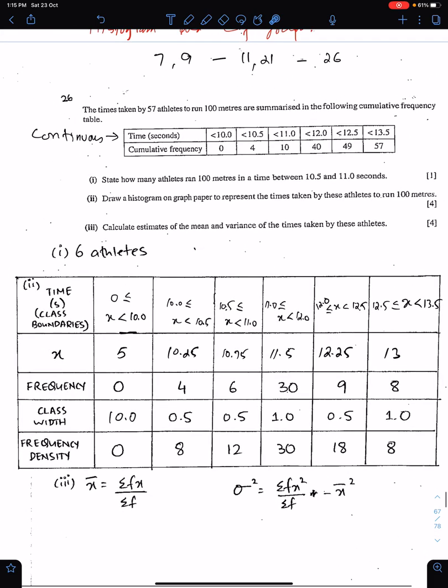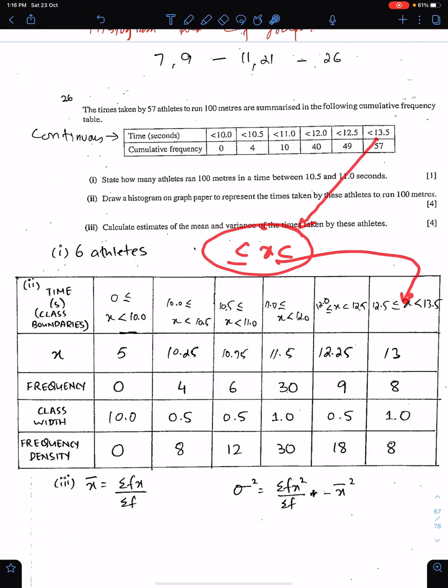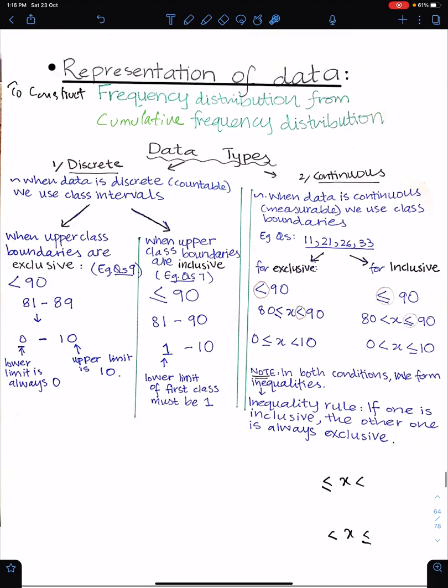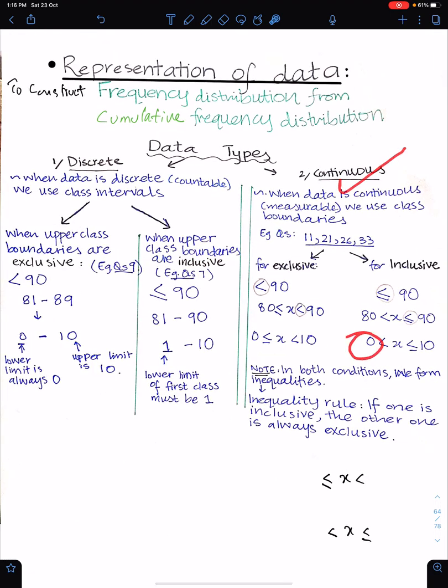Well, since this data is continuous, time is continuous quantity, so we have to go for class boundaries. This is exclusive. So 13.5 is exclusive and this number is inclusive. We have to use this inequality here because of this data. 12.5 is here and this is inclusive, this is exclusive. You just need to copy this here and make this inclusive. And the first value is always 0. I told you when we have continuous data, then first value is always 0, whether this is inclusive or exclusive.